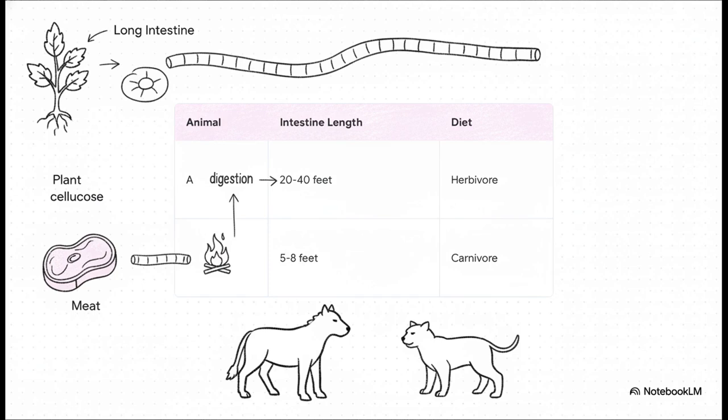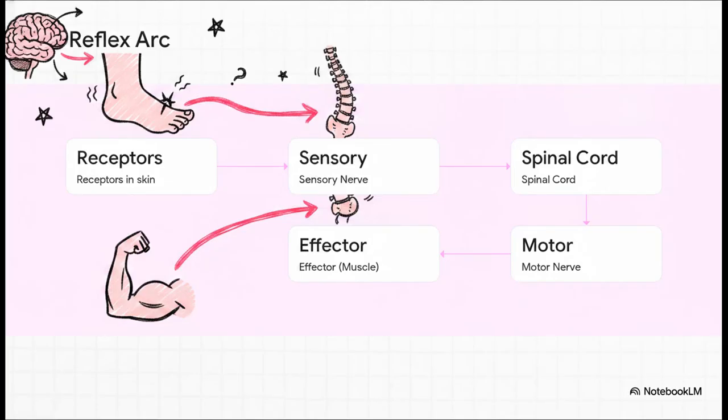Now check out how they test anatomy through data. They give you animal A with a long intestine and animal B with a short one, and ask you to deduce their diets. The really interesting fact you need to drop here is that meat is actually easier to digest than plant cellulose, and that is exactly why animal B, the carnivore, has a much shorter intestine. Make sense? Next up, the nervous system.